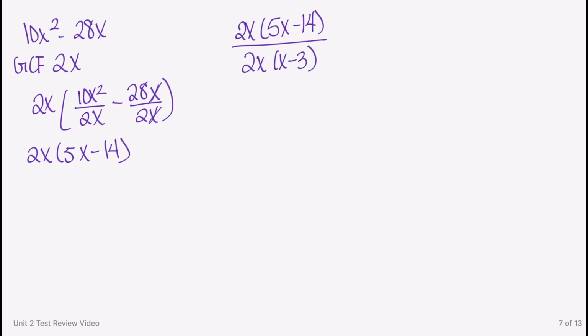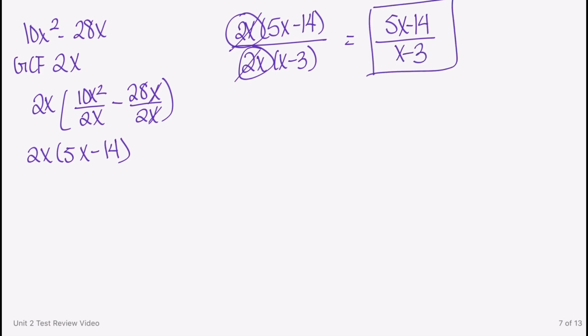So notice that we have this common factor now of 2x and 2x, which can cancel out. So we are left with 5x minus 14 over x minus 3. And that is now our final answer.